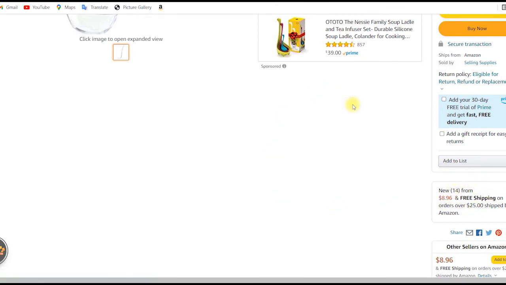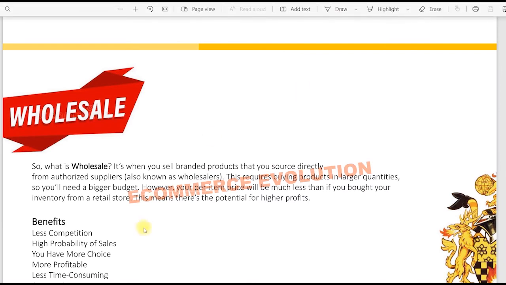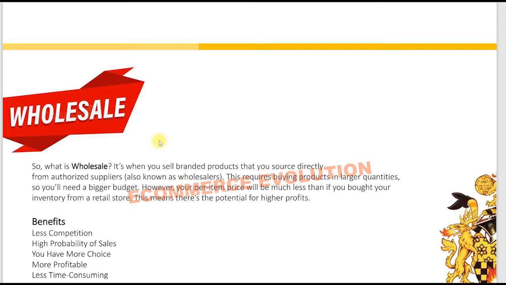So the other benefit is high profitability of sales. How? In private label, when you launch your product, it doesn't have that much ranking. When you start, you are on the third or fourth page of Amazon, so no one is coming there and buying anything from you. So there is less probability of sales.